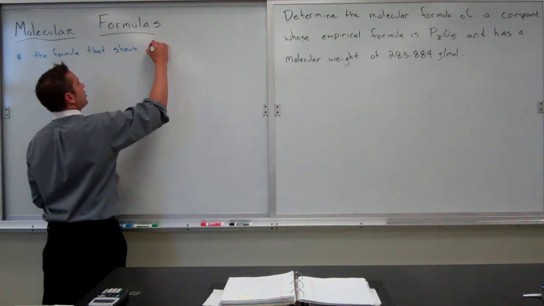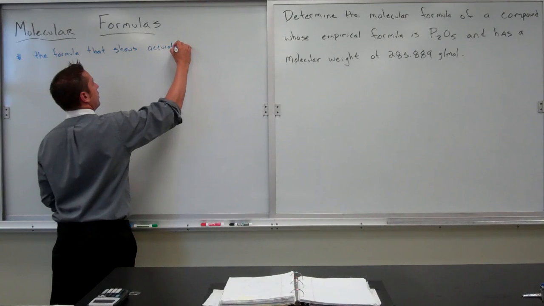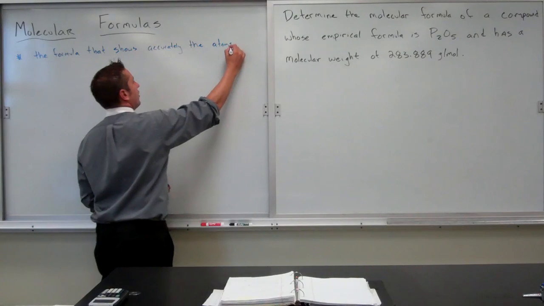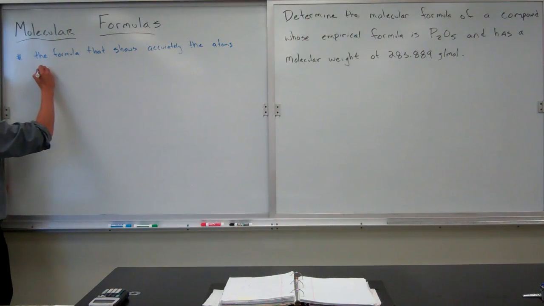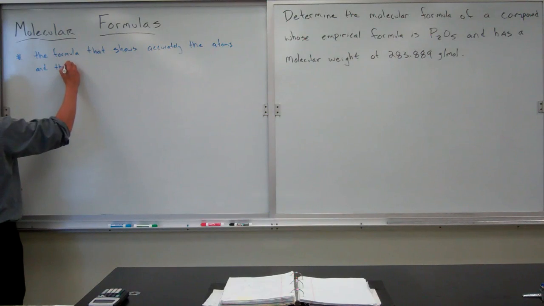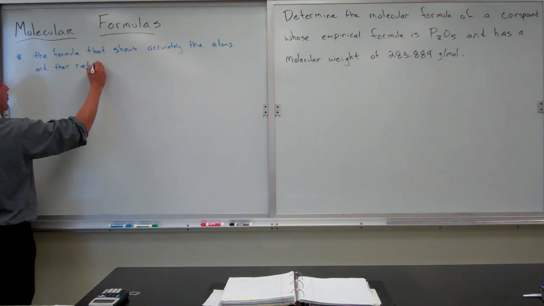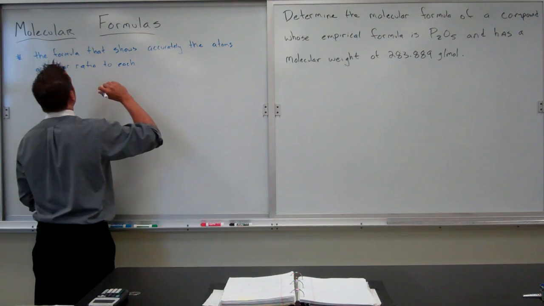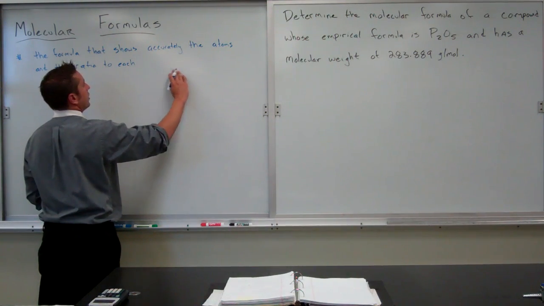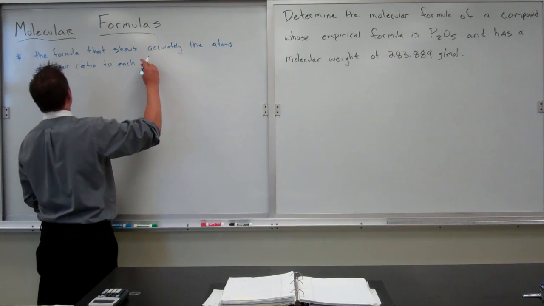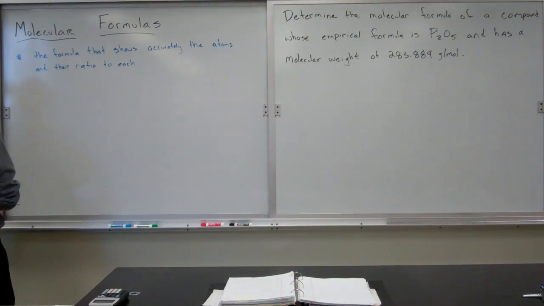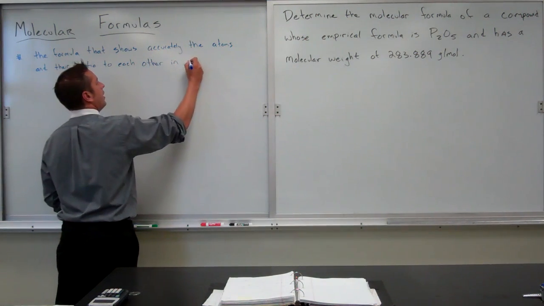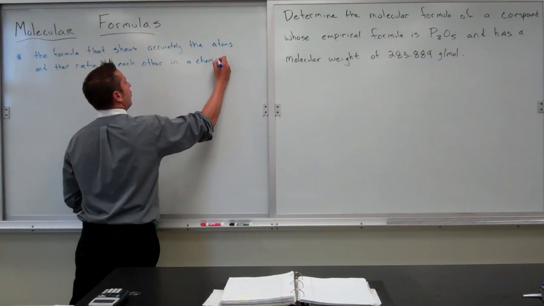the formula that shows accurately the atoms and their ratio to each other in a chemical compound.